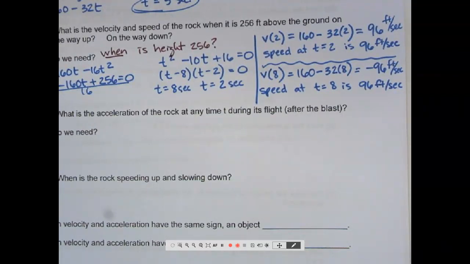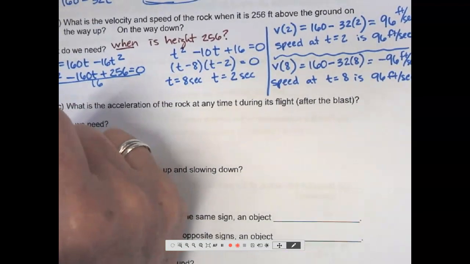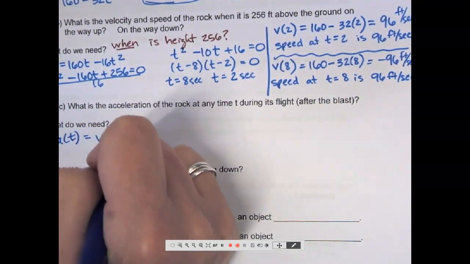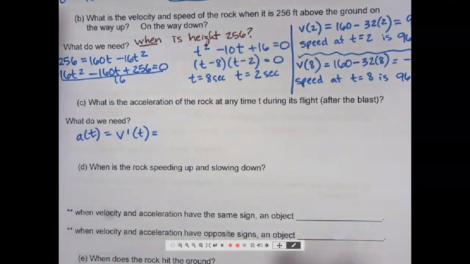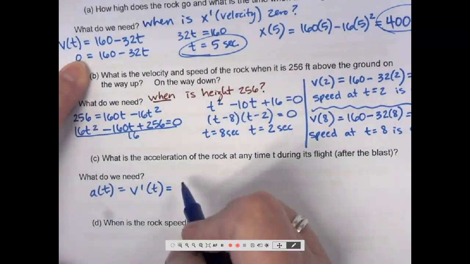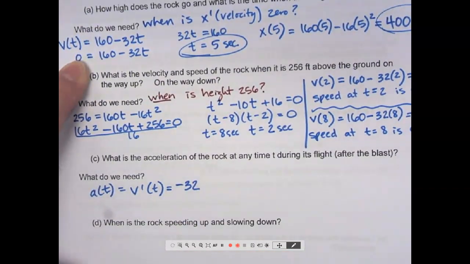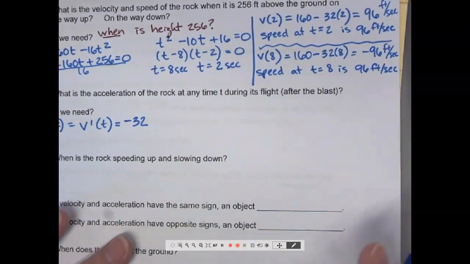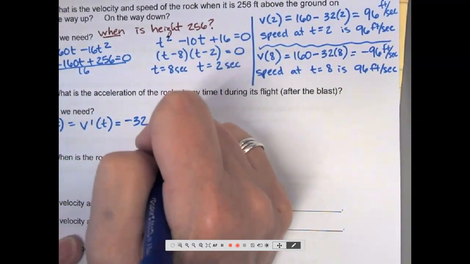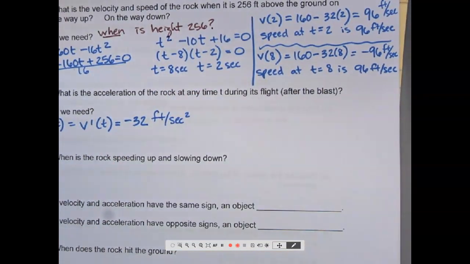Yes, acceleration is the derivative of velocity. So acceleration is v prime of t. Here's our velocity equation up here. What is that derivative? Negative 32. What would the units be? It's feet per second, so feet per second squared. Does that number ring a bell? Gravity. So the acceleration is just what gravity is.